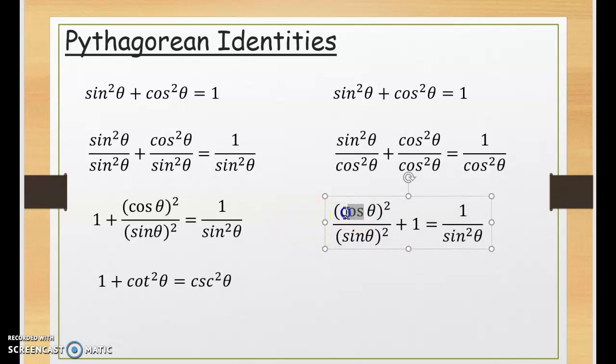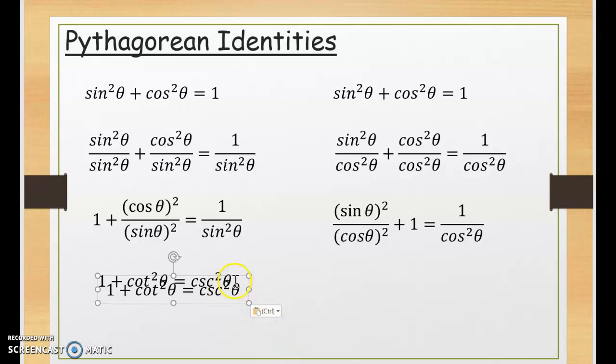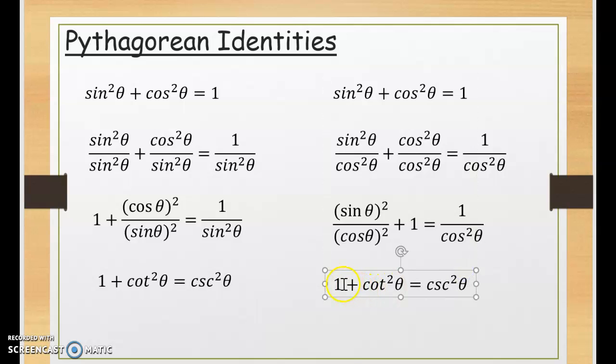over cosine squared theta, again, this could be written as sine theta, the whole quantity squared, over cosine theta, the whole quantity squared, plus 1 equals 1 over cosine squared theta. Now, what is sine theta over cosine theta? That's right, that is actually tangent theta. So the first fraction actually becomes tangent squared theta. The plus 1 stays. What is 1 over cosine squared theta?